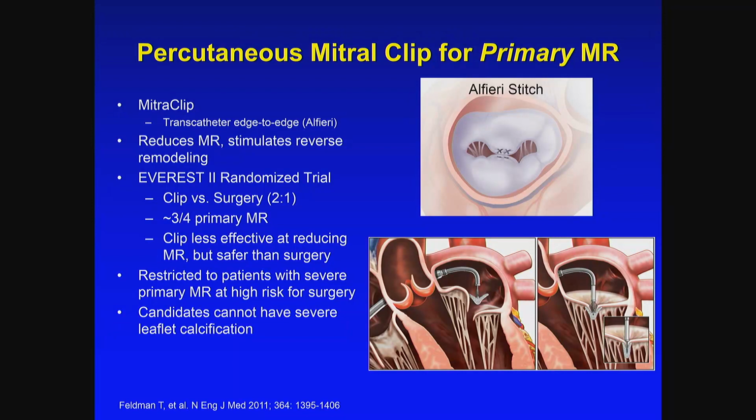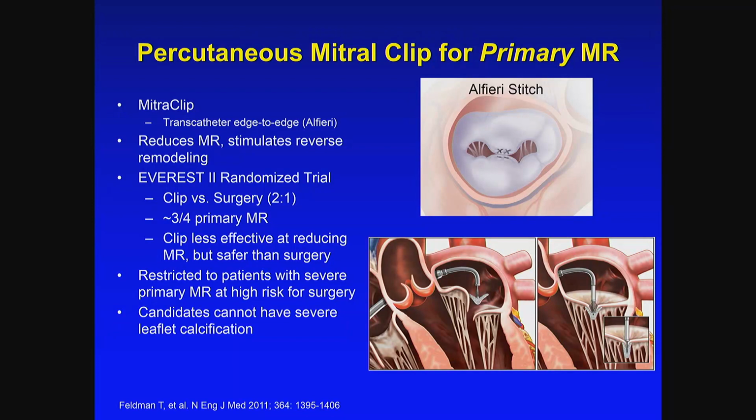That can in turn stimulate reverse remodeling, preserve ventricular function, and reduce the risk of both heart failure and arrhythmia. The clip was evaluated in the EVEREST II randomized trial, which randomized patients in a 2-to-1 fashion from the MitraClip to surgery. Three-quarters of participants had primary mitral regurgitation, that is, a valve leaflet problem. The outcomes suggested that the clip was somewhat less effective at reducing mitral regurgitation, but did in fact prove to be safer than surgery.